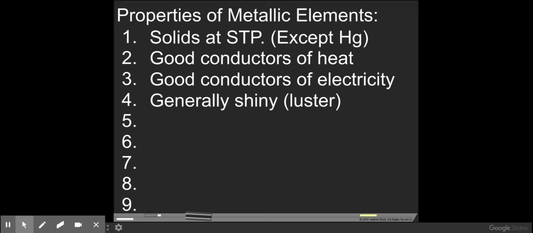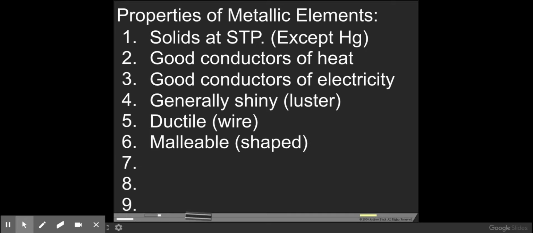They're usually shiny. They're ductile, meaning they can be put into wires. They're malleable, you can shape them. And they can be soft or hard. There are actually some very soft metals, like sodium, which I will show you at some point. Sodium is a super soft metal.